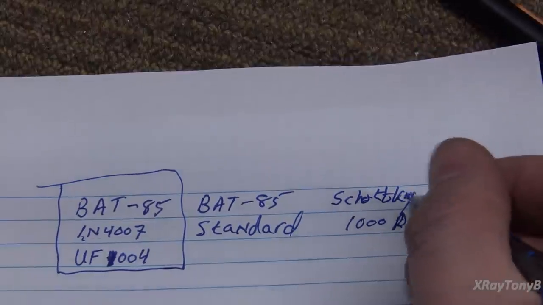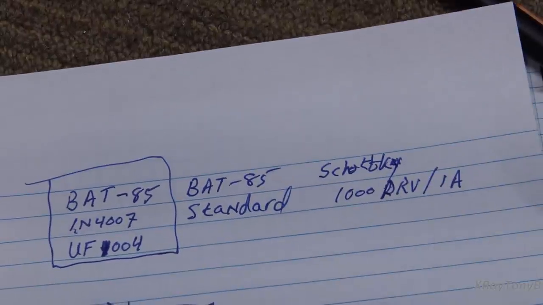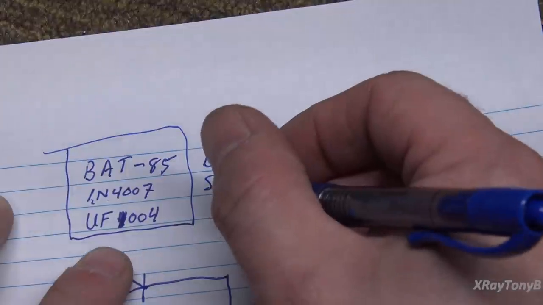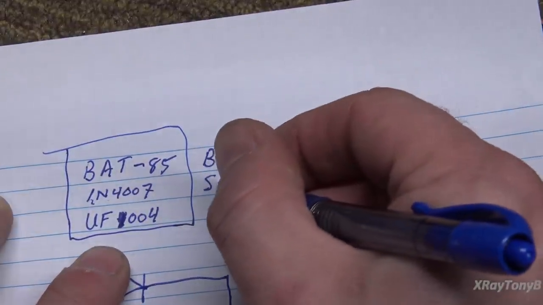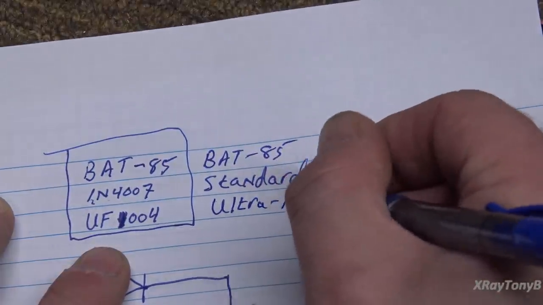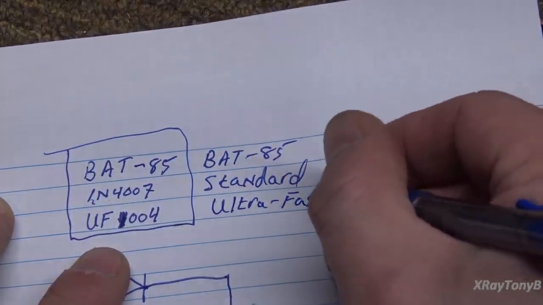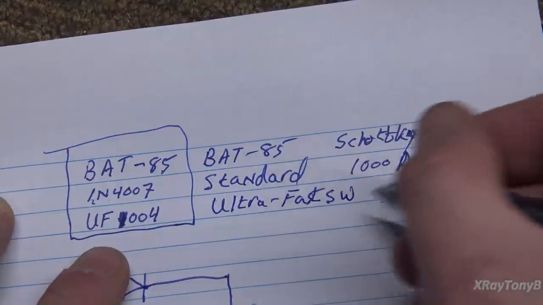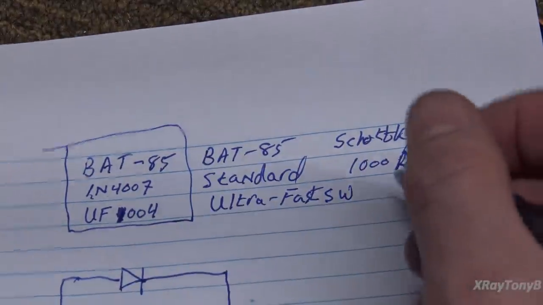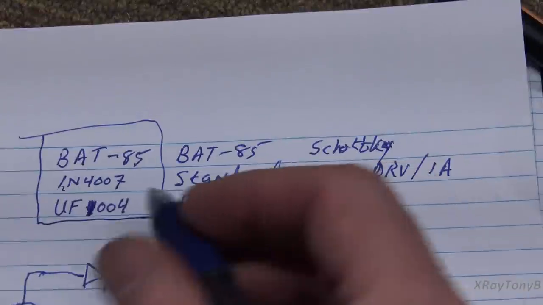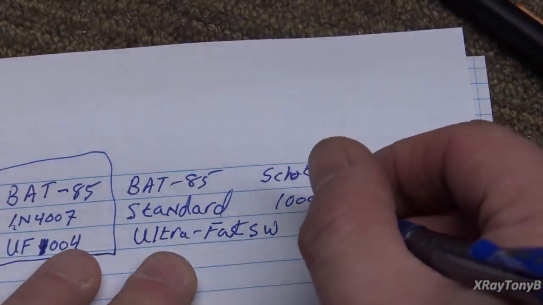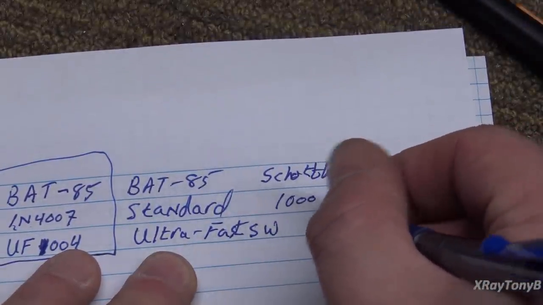All right, and I think I spelled that wrong. And then the next one is a UF1004, which is an ultra fast switching diode. And I'll put little notes up on the screen to make it easier than my chicken scratch writing. And this one, since it's a UF1004, instead of 1,000 volts, it's rated, I believe, at 400 volts.